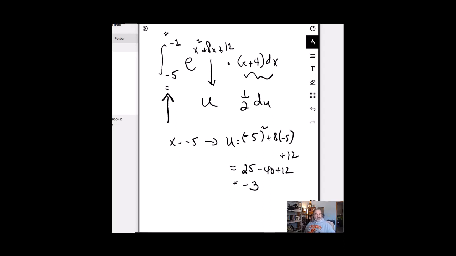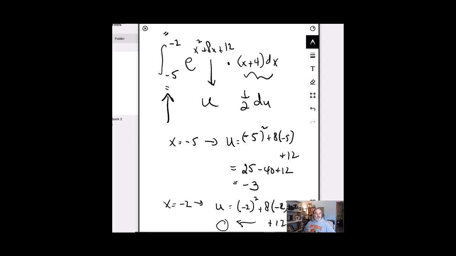And then when x is -2, the u value that goes with that is -2 squared plus 8 times -2 plus 12. That is 4 plus 12, 16 minus 16, so that's a big fat 0. So the new integral is going to go from -3 to 0.